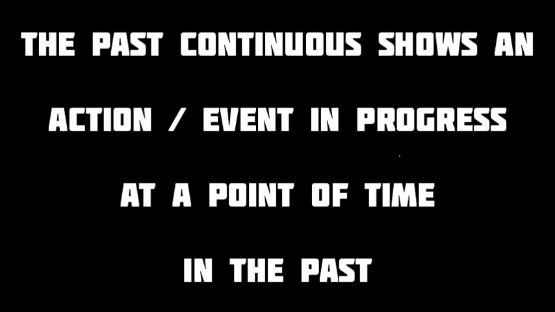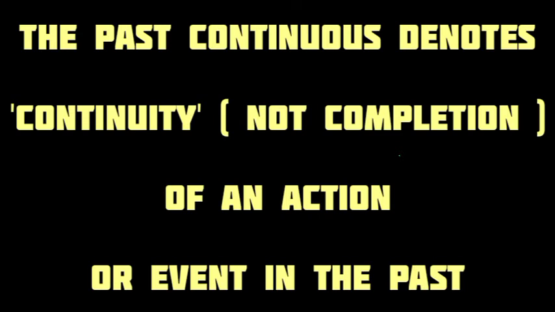But what does the past continuous tense denote? What does it show? Well, the past continuous tense shows an activity or action in progress, in continuity, at a point of time in the past. To put it simply, if an action was going on or happening at some time in the past, we use the past continuous tense to show it. As the name suggests, the past continuous tense denotes the continuity of an action in the past.